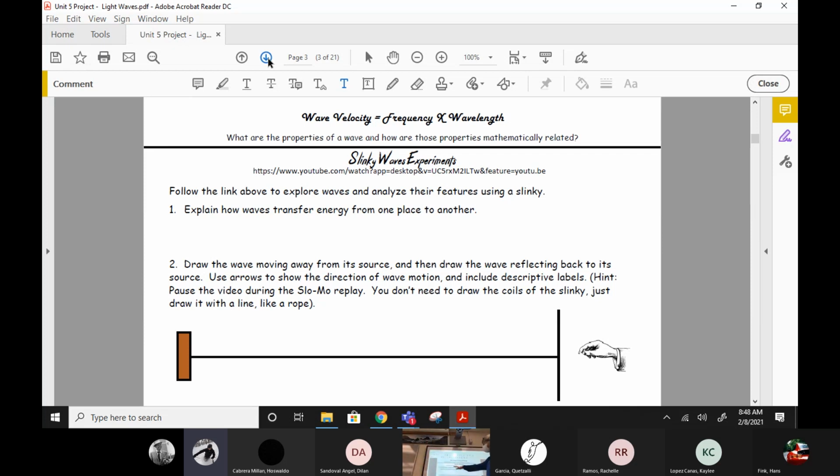And then one of our driving questions for this whole unit: what are the properties of a wave? Well, frequency and wavelength are some of them, huh? We also have amplitude. How tall is that wave? How are those properties mathematically related? Well, right here, it tells you the answer to part of it, huh? Frequency times wavelength gives velocity.